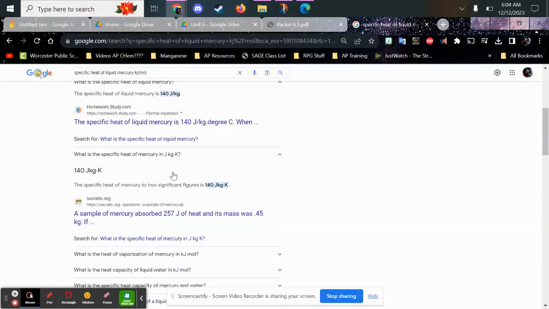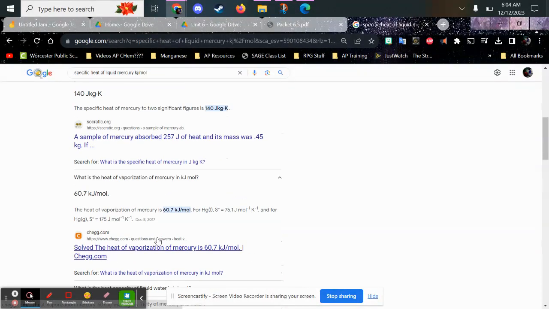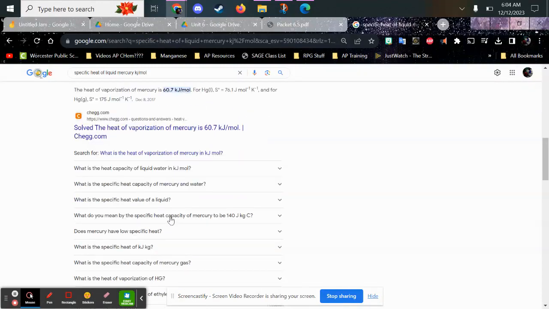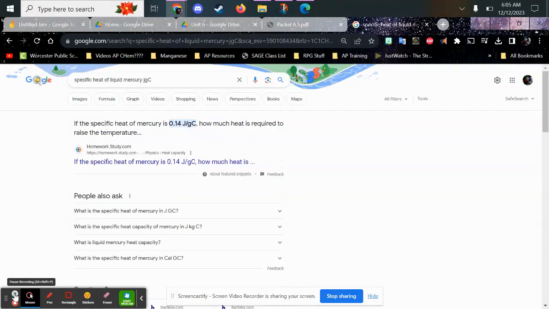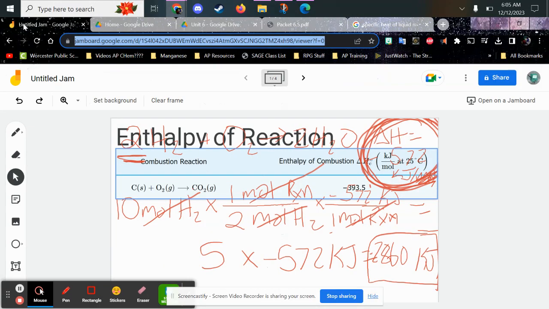You guys watching me struggle right now to try and find kilojoules per mole for liquid mercury? Pause. Okay, I realized I was being silly and looking up the wrong units. So now I have it. So 0.14. We're just going to go with that one because it doesn't really matter.